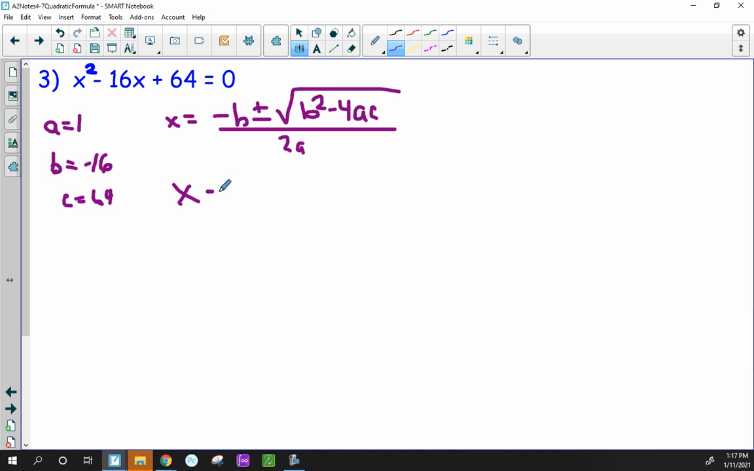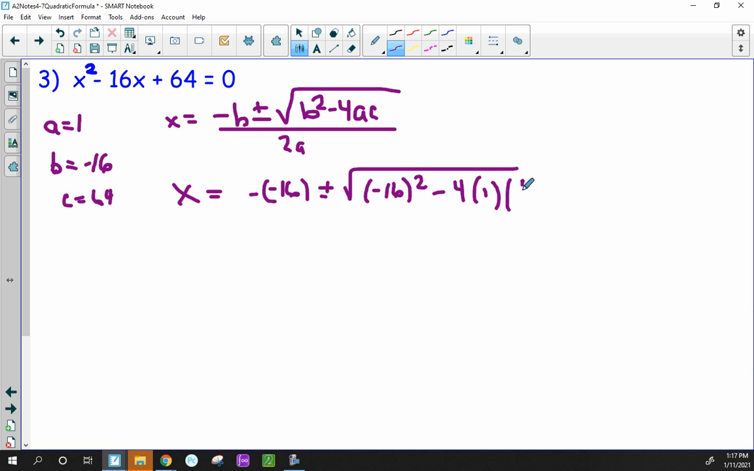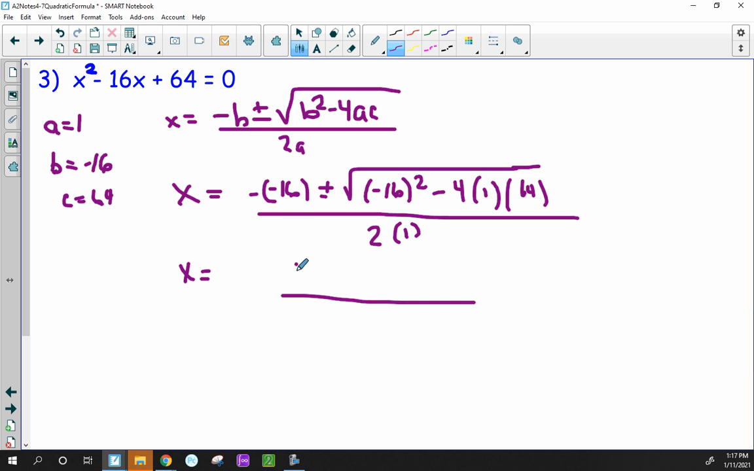And here we go. X is equal to the negative version of B, which is negative 16. Underneath the radical, I need the B squared, so I'm going to use parentheses, negative 16 squared. Drop my minus and my 4. My A value is 1. My C value is 64. All divided by 2 times 1. Next step, we simplify. That, of course, is a positive 16.